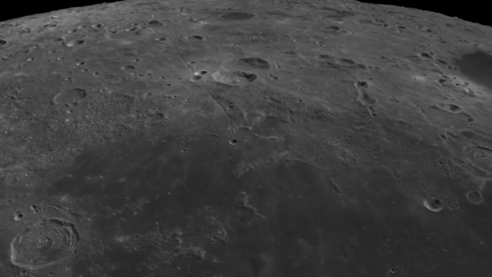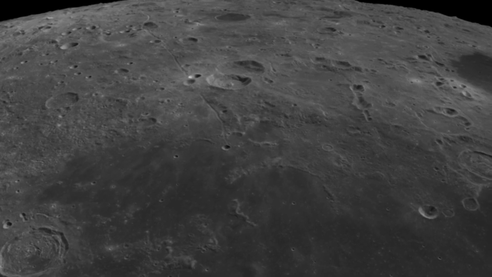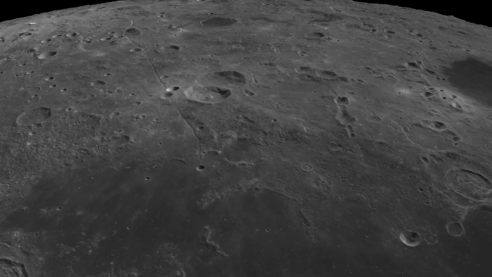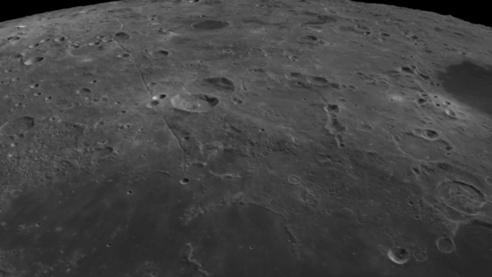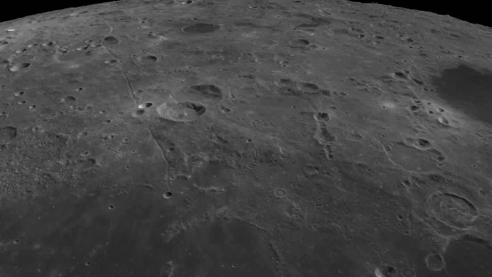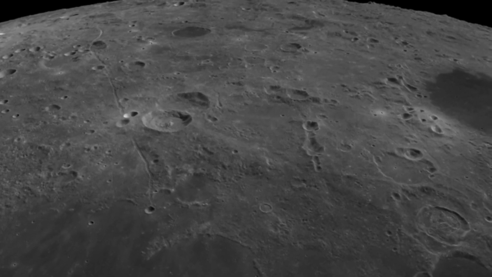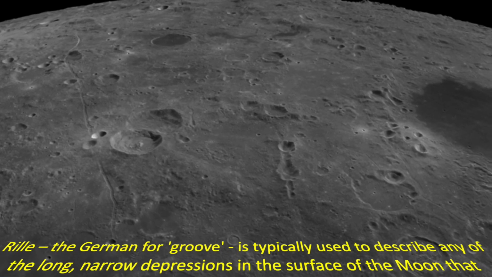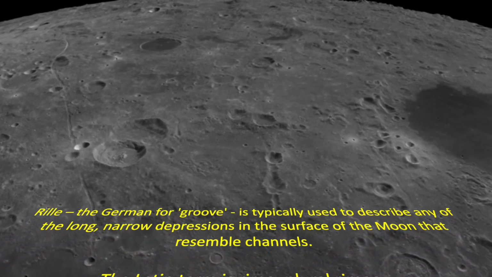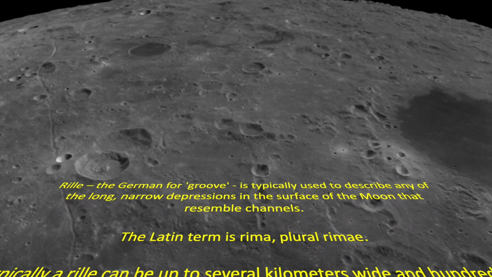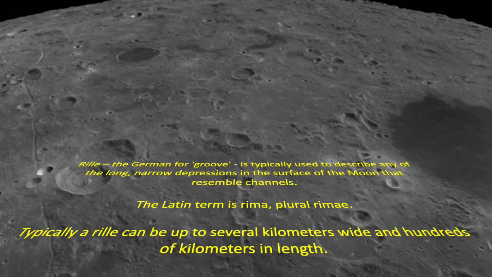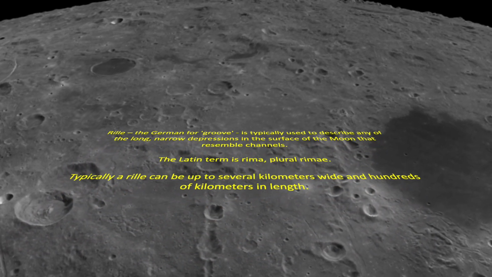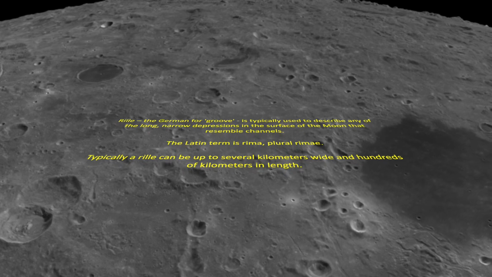If you look on the screen now, you can see this groove, this long, straight line. It looks like something scraped out of the surface of the moon. These are quite common features on the moon's surface. They're called rilles, and they appear as long, snaking, groove-like structures which can run for several kilometres. Rilles are thought to have formed from drained lava tunnels whose roof has collapsed.